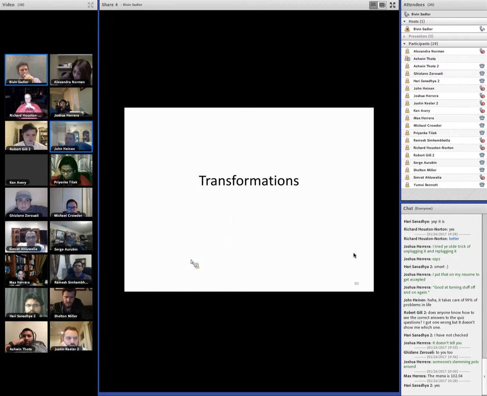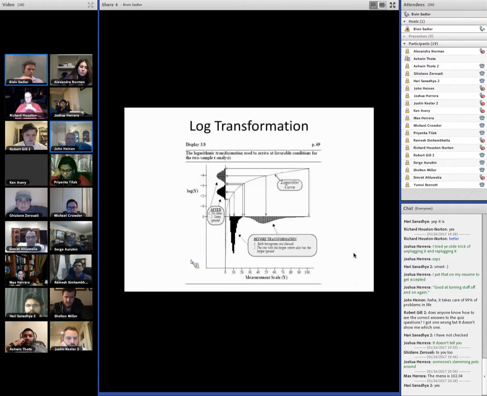Okay, so let's go into transformations. I also got some questions. You've seen this graphic in the book, but I think it's a great one. Things don't work out exactly like this, but we do have the central limit theorem. What we're looking at here is when it might be appropriate to do a log transformation.